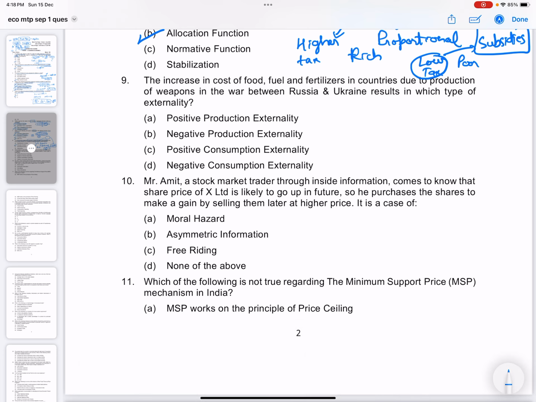Okay, now the increase in cost of food, fuel, and fertilizers in countries due to production of weapons in the war between Russia and Ukraine results in which type of externality? First thing is, since it is confined to production, it would be either positive or negative production externality. So consumption externality is being eliminated. Now because the cost has increased, this cannot be a positive externality. So this is a negative externality. Okay, I hope this is clear.